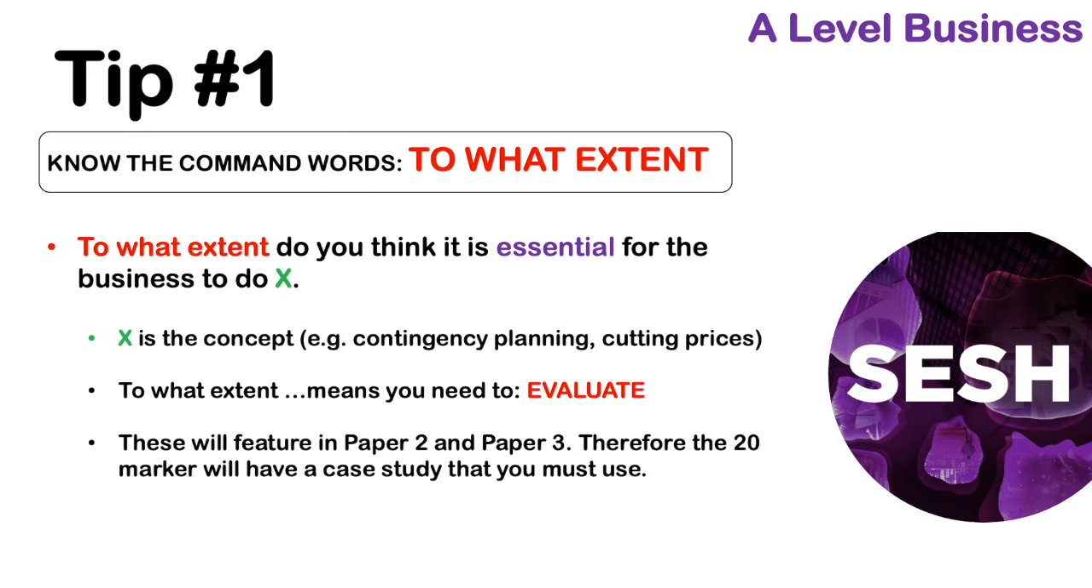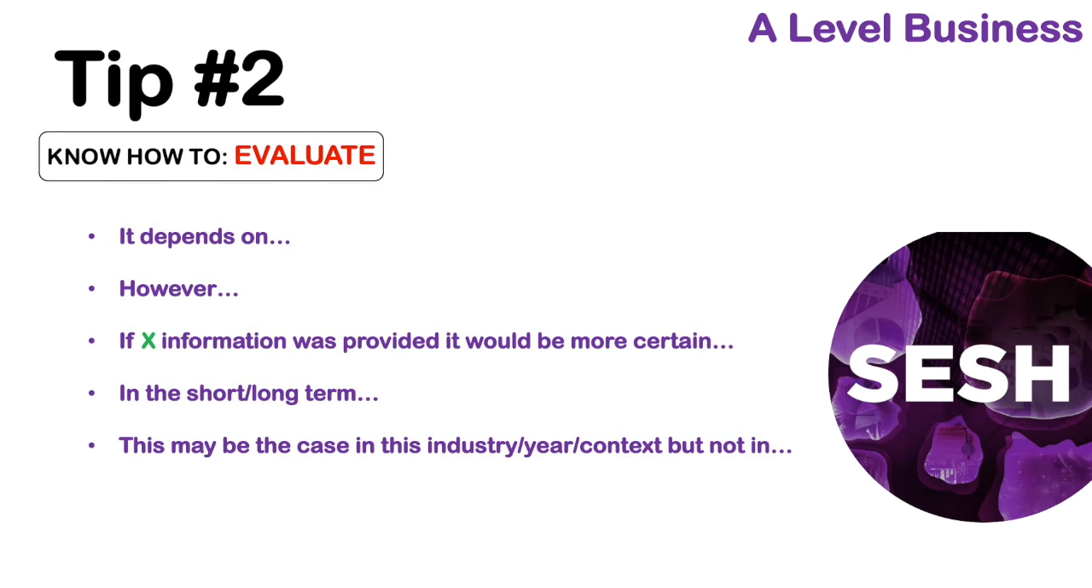And with 20 markers, these will likely feature in paper 2 and paper 3. And therefore with 20 markers, you will have a case study and you must use it. When we're talking about evaluation, that relates closely to tip 2. So with evaluation, here's some types of evaluative phrases you could use. It depends on, however, if X information was provided, it would be more certain. In the short term, in the long term. This may be the case in this industry, in this year, in this context, but not in this one.